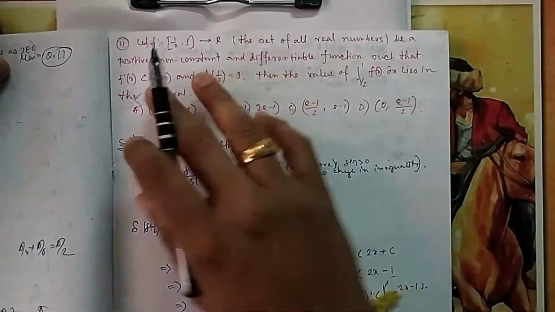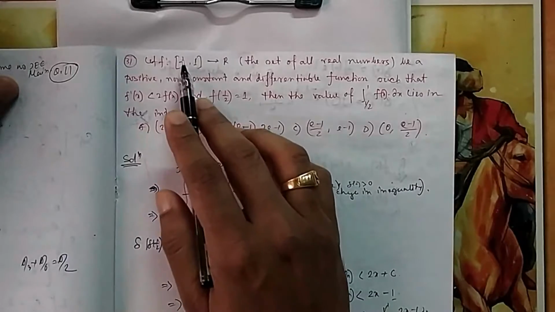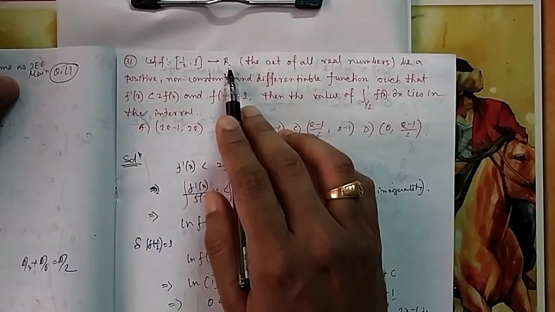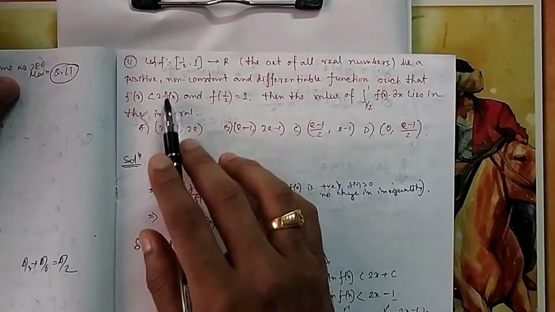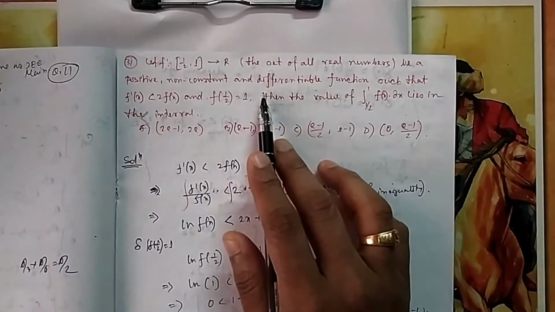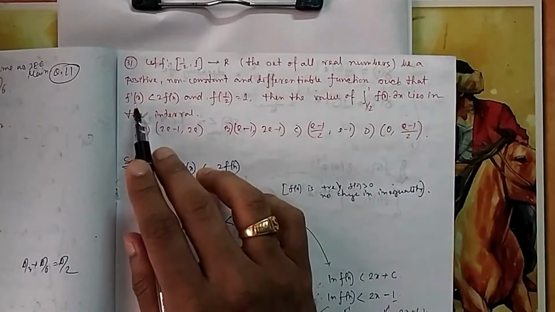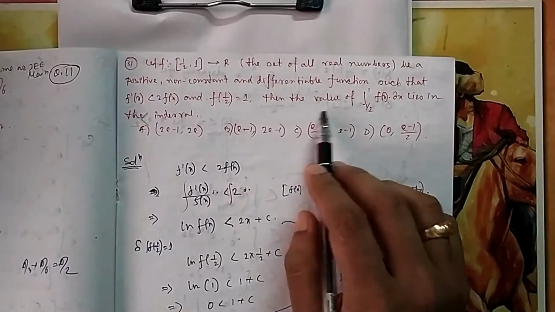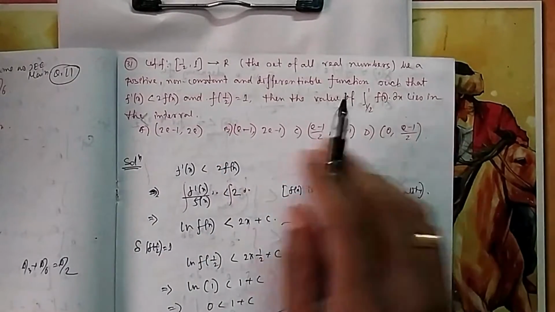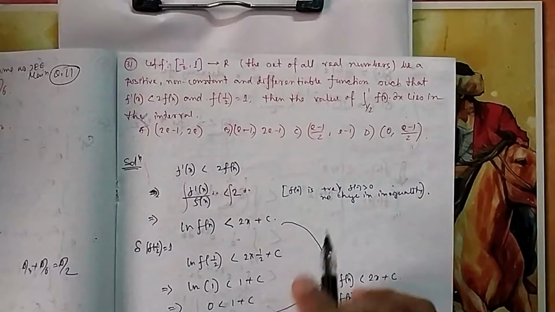In question number 31 it is asked: let f be a function from minus 1 to 1 to the real numbers, where this is the domain and this is the codomain, a positive, non-constant and differentiable function such that f dash x is less than 2fx and f of half is equal to 1. Then the value of the integral from half to 1 of fx dx lies in which interval?